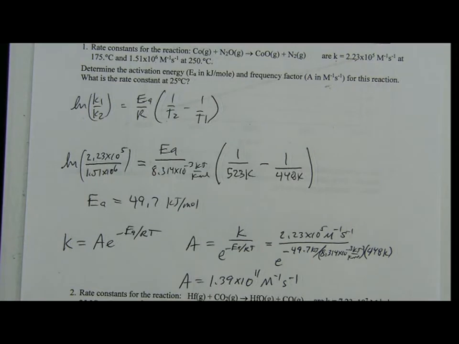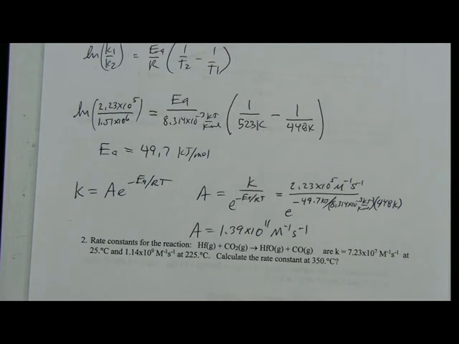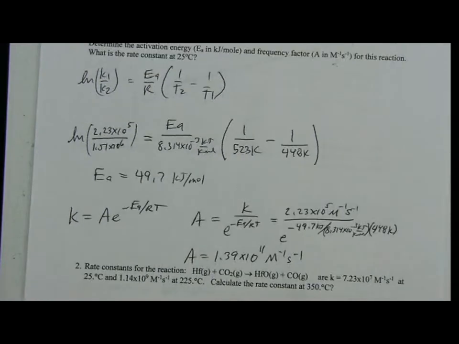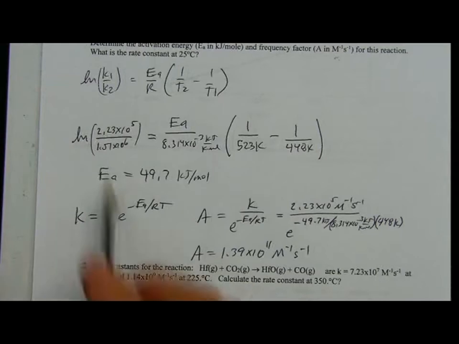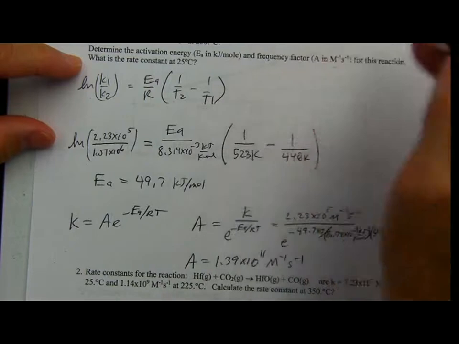All right. What about that one? Hafnium plus carbon dioxide goes to form hafnium oxide plus carbon monoxide. You're given 2 k's. You want to calculate a rate constant at a different temperature. How do you do that? You didn't finish one. Oh, we didn't? Man, there's 3 questions to it. All right, maybe we don't need to do the next one then. Although, there are now 2 ways to do what is the rate constant. So, what is the rate constant at 25 degrees?